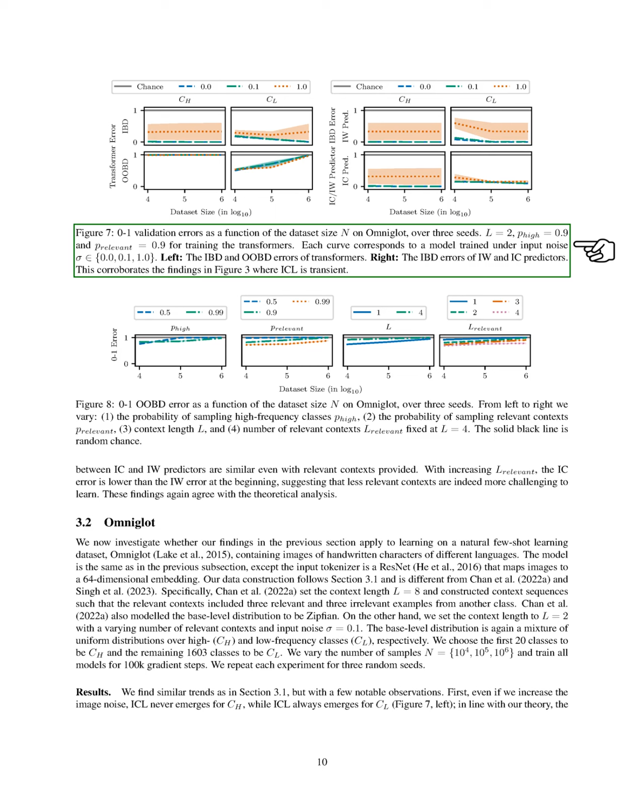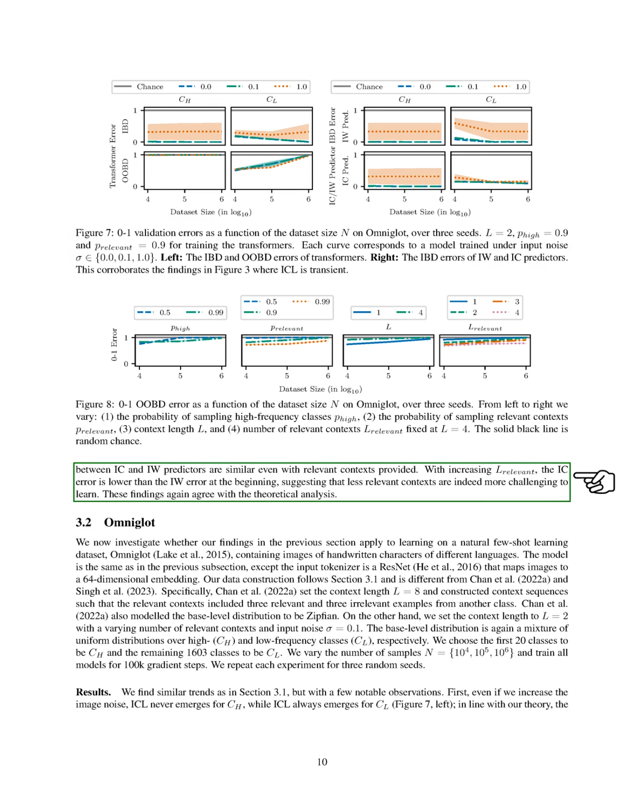We see that with only one relevant context, the error rates for IC and IW predictors are similar. As we increase the number of relevant contexts, the IC predictor initially performs better, indicating that fewer relevant contexts are indeed more challenging to learn from.